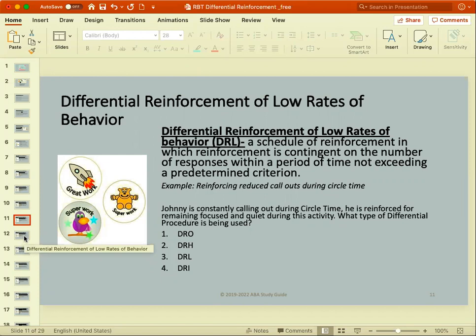So the important thing to know is for our DRLs, we are trying to lower a rate of behavior but not eliminate it. For this example, children call out during circle time, right? Sometimes we want them to. We say, hey, how's everybody doing? And everybody calls out. So we would choose a DRL because we don't want to totally omit this behavior. We just want to lower it, okay?